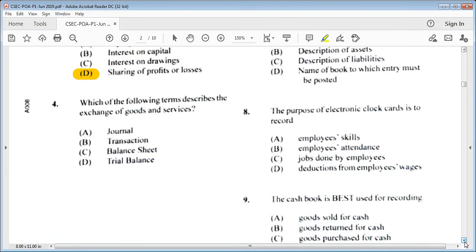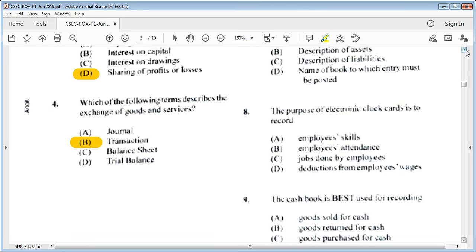Let's go on to number 4. Which of the following terms describes the exchange of goods and services? A, journal, B, transaction, C, balance sheet, D, trial balance. We know it is the transaction. So B would be our answer.